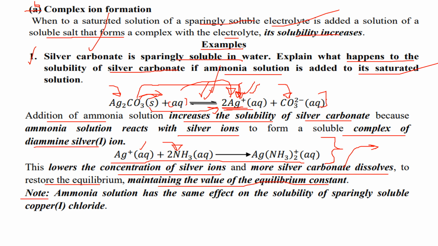And therefore, we made the note here that ammonia solution has the same effect on the solubility of sparingly soluble copper and chloride. All that is going to be complex ion formation. So you have to be aware of the complexes that we are having in chemistry, especially those formed with ammonia solution.